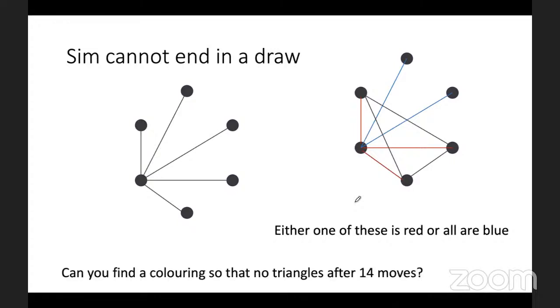And then the question that you could perhaps think about is, is there a way to make it play till the last turn? So can you find a coloring so that after 14 moves, there's not a blue triangle and there's not a red triangle? Okay, so I will leave you with that.